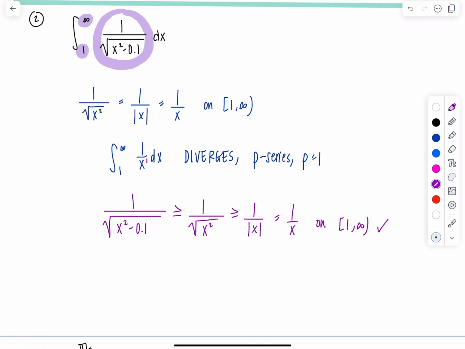So therefore, I showed what I needed. This means the integral from 1 to infinity of 1 over rad x squared minus 0.1 dx diverges by comparison.